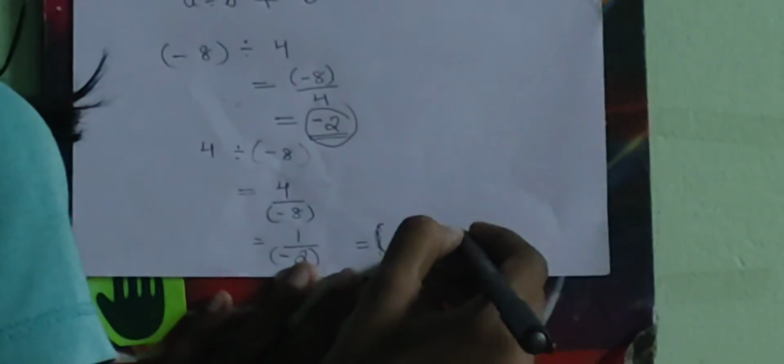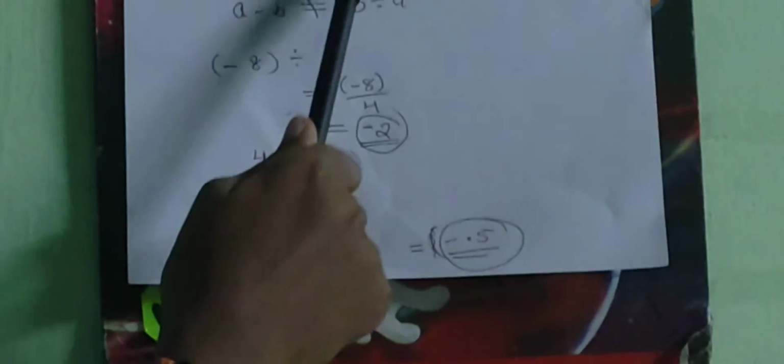Then positive 4 divided by negative 8 is equal to 4 divided by 8 is equal to 1 by negative 2. The answer is negative 0.5. Here the answer is negative 2 and here the answer is negative 0.5. So, commutative property in division is not possible.